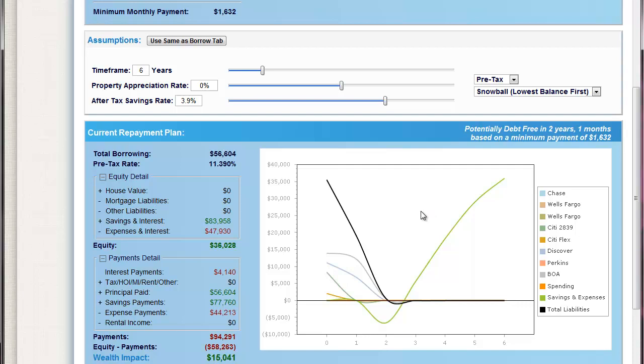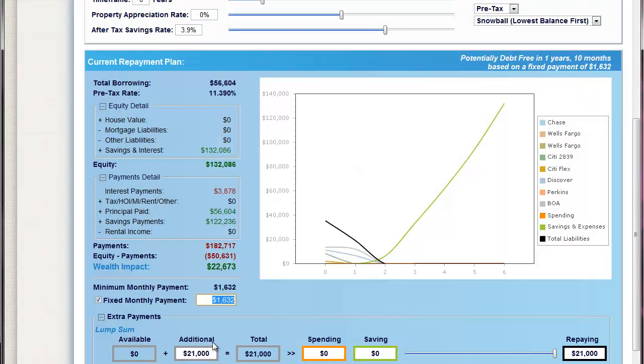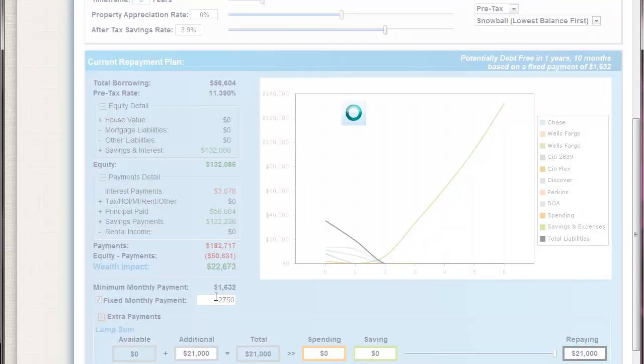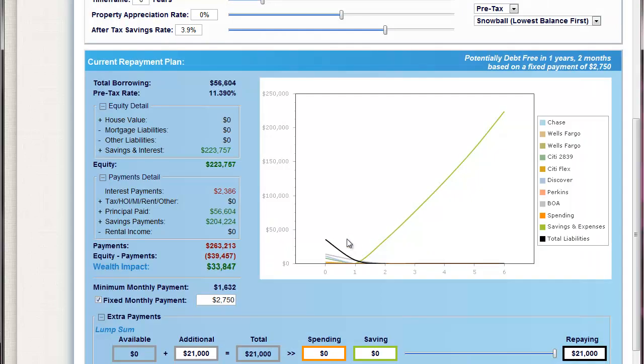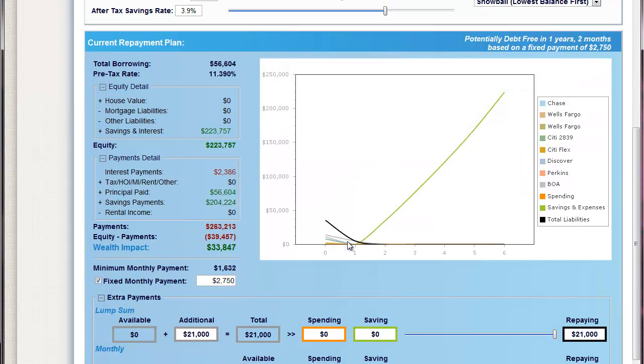With this strategy, snowballing the debt, this advisor had the client in a position where in 2 years, 1 month, they're debt-free. And at the end of 6 years, you can see here, they've got $83,958 in savings and interest. But by helping them consolidate their debt and reposition some other savings to that $2,750 a month level, he's comparing side by side the old, with their current liabilities, to this new, and showing them a plan to, at the end of 6 years, have $223,757 in savings and interest accumulated over that same time period.